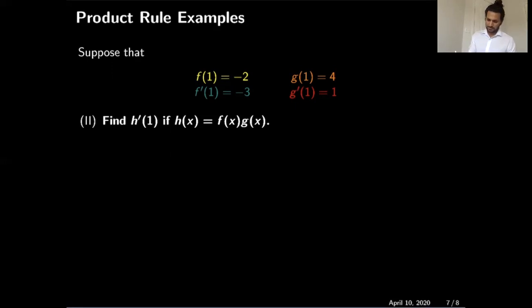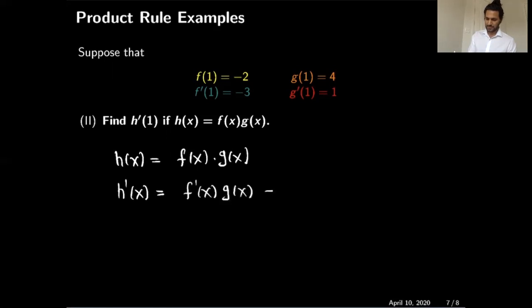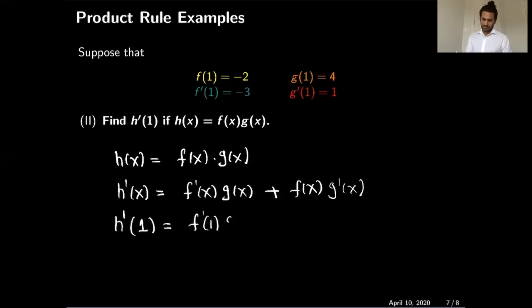So here we have basically the function h of x is equal to f of x times g of x. If I calculate the derivative of this function, it's going to be f prime of x, g of x as it is, plus f of x, g prime of x. Now I plug x is equal to 1 into the function. So it's going to become h prime evaluated at 1, then f prime 1, g at 1, plus f at 1, g prime 1.